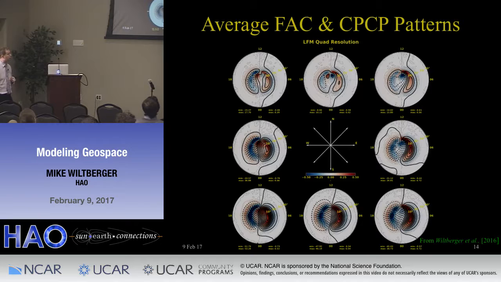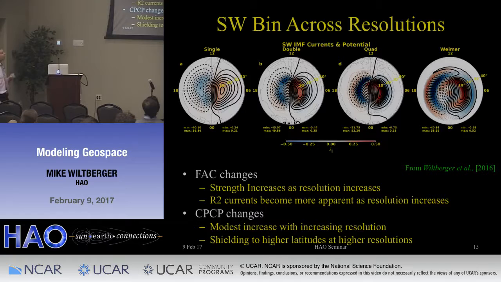And in fact, let's drill down and look at what's actually happening across the resolutions and the comparison with the data in a bit more detail. For this one, I'm just taking the southwest direction time frame and looking at the changes in the convection pattern and the field line current structures across the resolution, and then comparing it with a statistical model of what the field aligned current patterns and the convection patterns are, the so-called Weimer 2005 model.